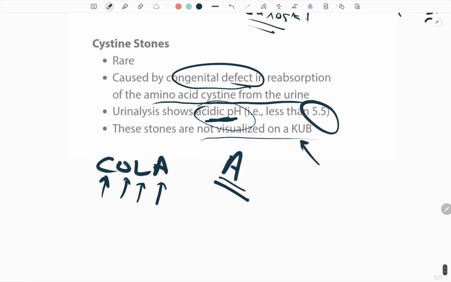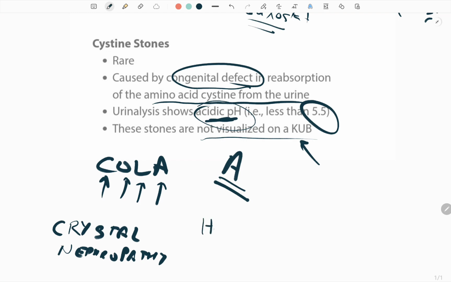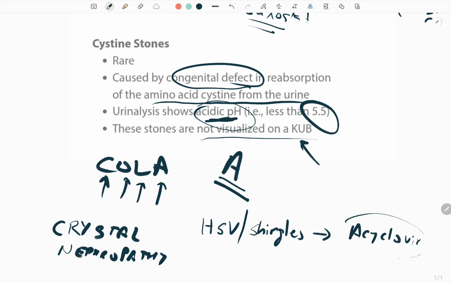Now let's talk about the other miscellaneous stones, the main thing being crystal nephropathy. Now where do these crystals come from? Let's suppose a patient has HSV or shingles. Here we treat the patient with acyclovir, and acyclovir can crystallize in the urine, and these crystals can cause crystal nephropathy and cause renal issues.